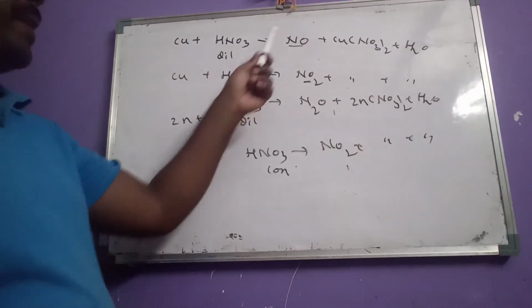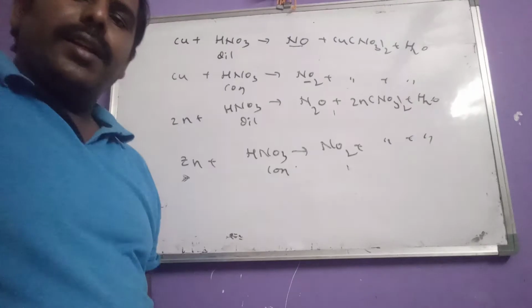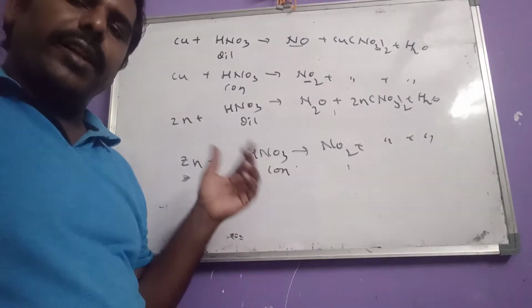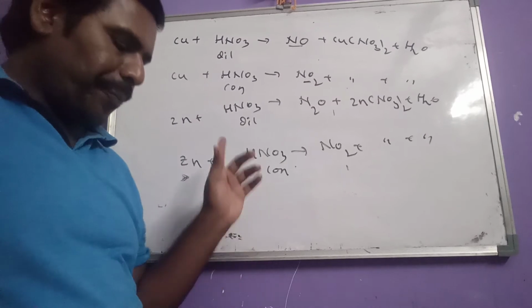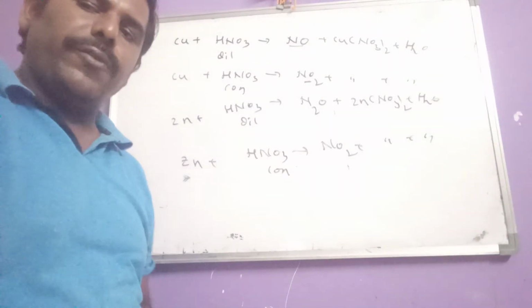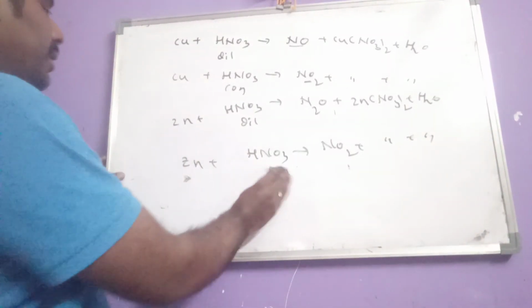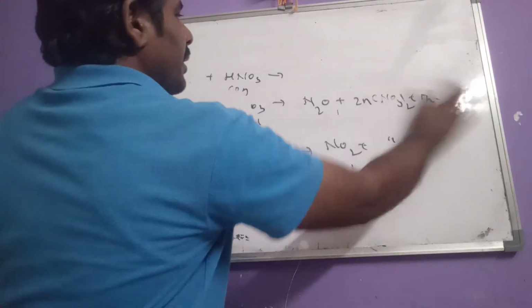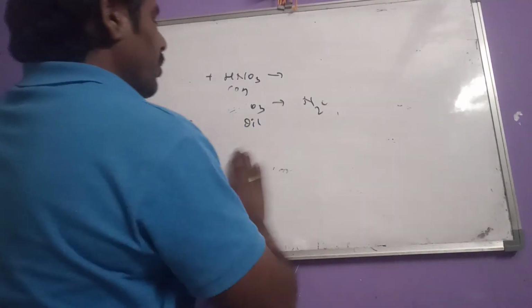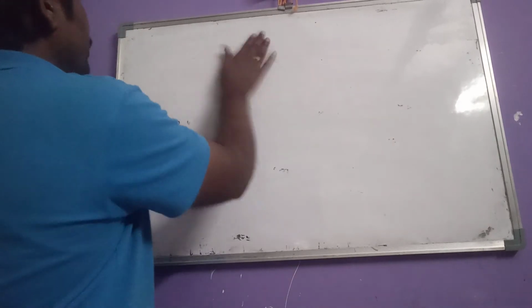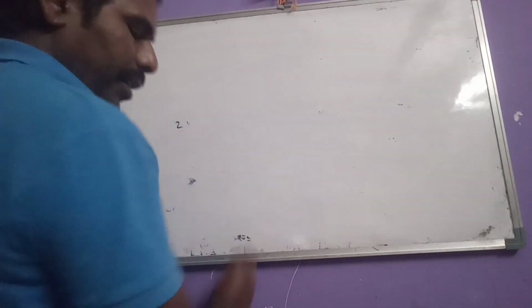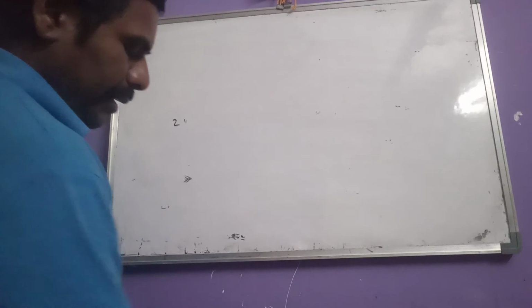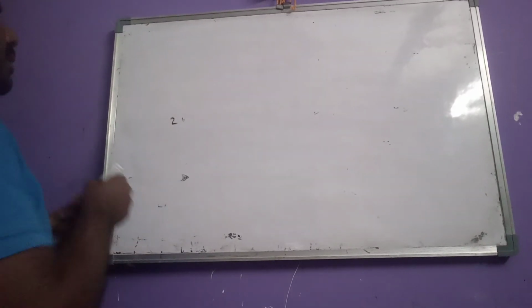So we have to remember these products of HNO3 with copper and zinc. That is most important for any exams. Okay, then HNO3 reacts with even non-metals also. Even with non-metals also that can react and oxidizes them. So let us see what are the reactions here.